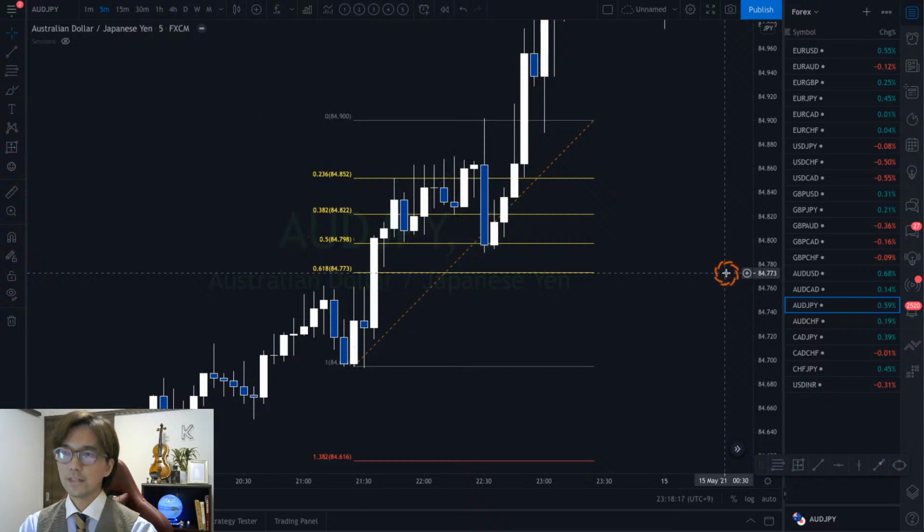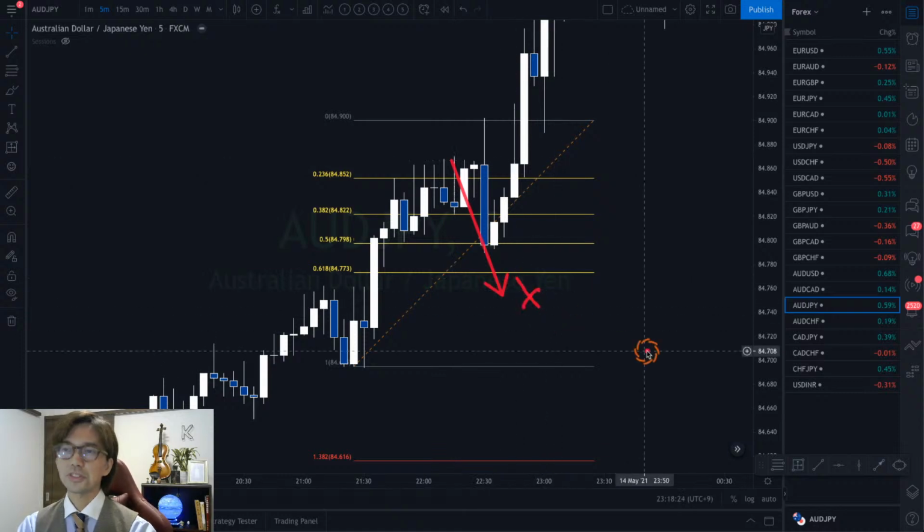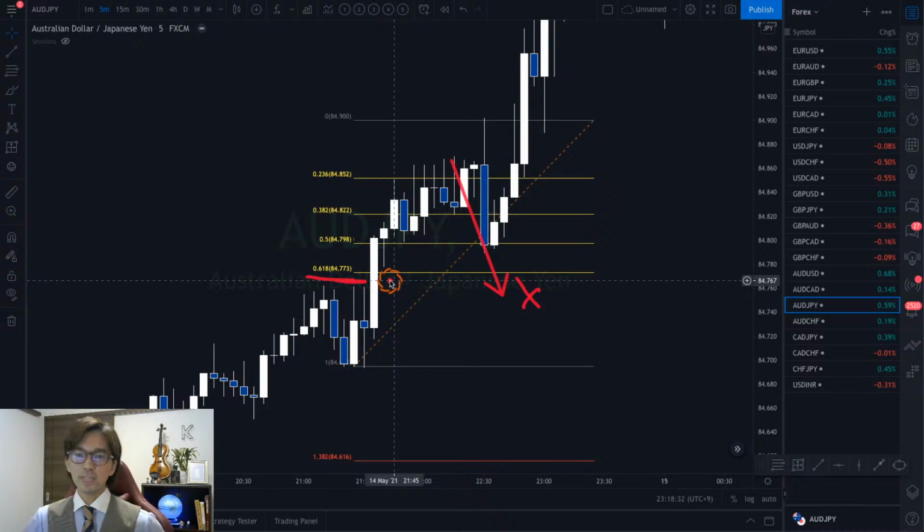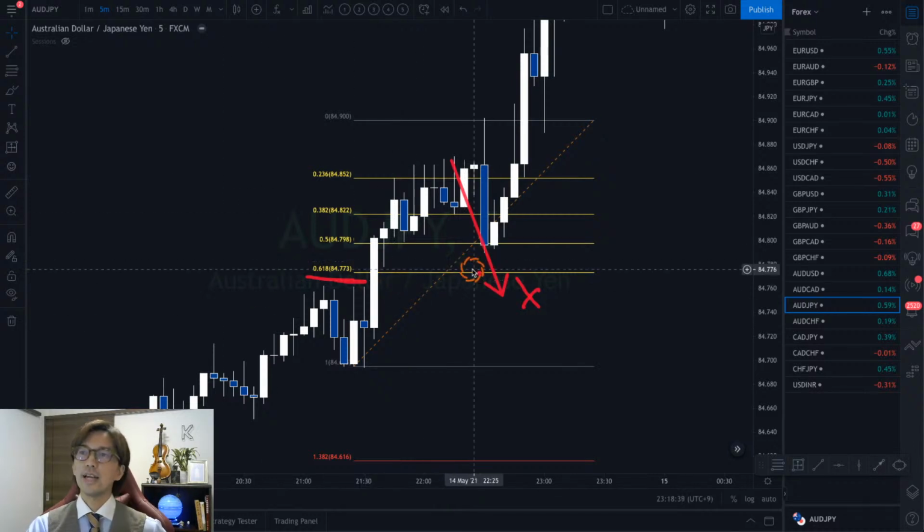But if the market retraces backwards below 61.8%, then simply I won't take it. 61.8% is the deepest retracement level that I usually use. If it breaks it on these lower time frames, then I don't use it anymore.